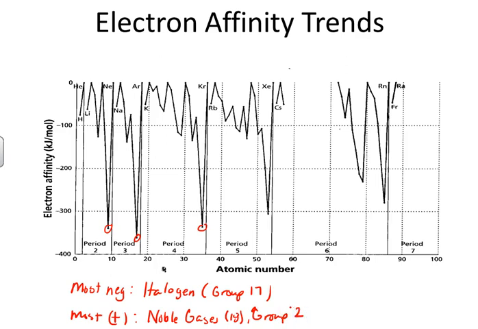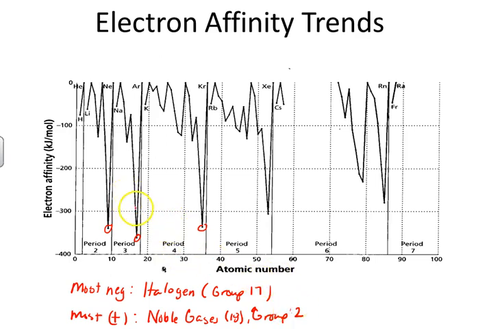2. The reason group 2 is very positive is because in group 2 we're trying to force a second electron into a half-full s sublevel, and that means we've got to push a negatively charged electron into a space that's already half full with a negative electron. So negative pushes away negative, so it's very unlikely that group 2 would actually gain one electron.